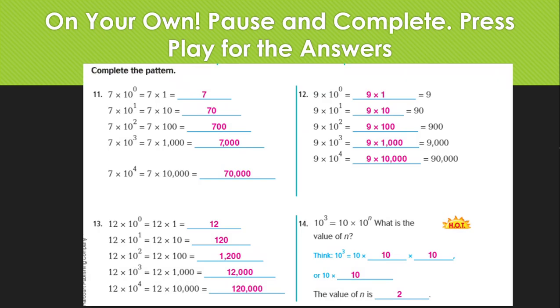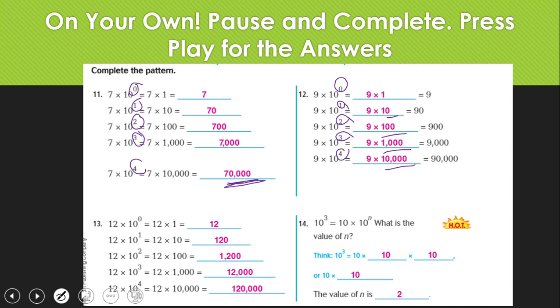All right, here are your answers. So we have 7 times 10 to the 0 power equals 7 times 1, which is 7, and so forth. You can start noticing the pattern that we have going on here: 0 zeros, 1 zero, 2 zeros, 3 zeros, 4 zeros. And you can see that there's the pattern. And it would continue over here.